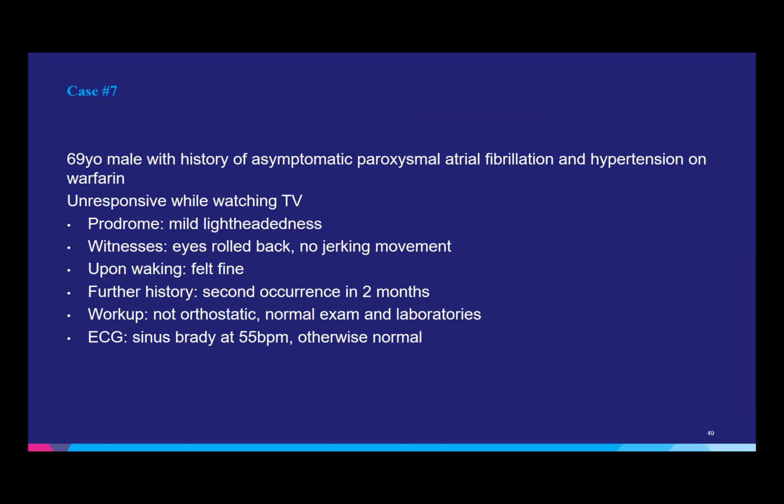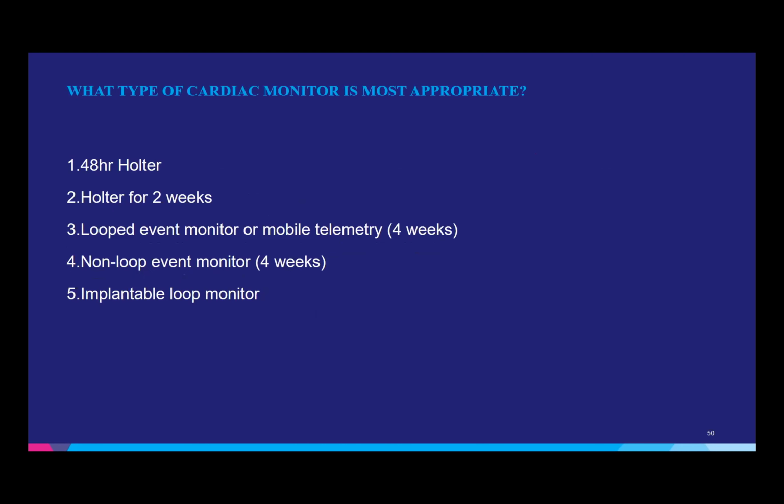In the interest of time, case 7 is a 69-year-old with asymptomatic paroxysmal AFib and hypertension. They're on Coumadin, become unresponsive while watching TV, were a little lightheaded before, eyes rolled back according to the witness. And then he woke up and he felt totally fine. This had also happened 2 months ago. They're not orthostatic. The exam is normal. Labs are normal. The EKG shows sinus bradycardia, but otherwise okay. What kind of cardiac monitor is the most appropriate?